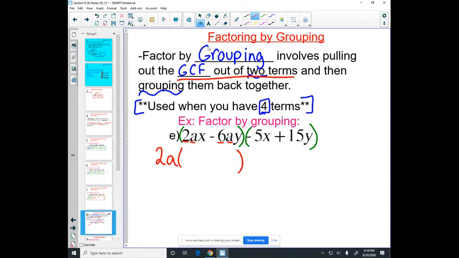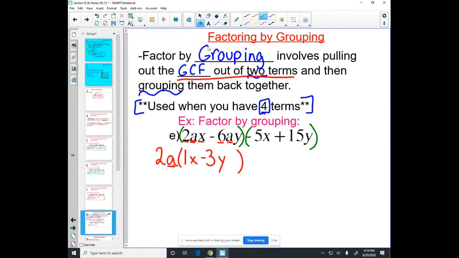So we're just going to write what's left. 2 divided by 2 is 1. I had an a, but I pulled it out, so there's no more. But I have my x still. Okay, let's do the next one. -6 divided by 2 is -3. I had an a, but I pulled it out. And then y is what's left. So if you need to pause the video, go ahead and do so to see what I did. I just pulled out the GCF.